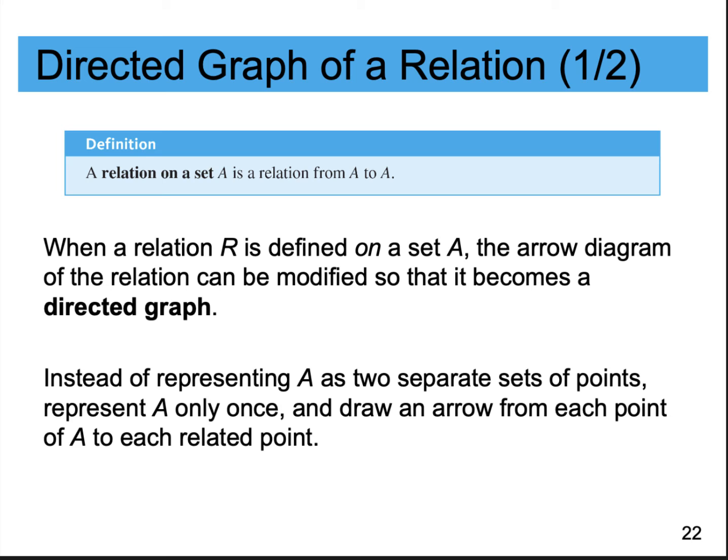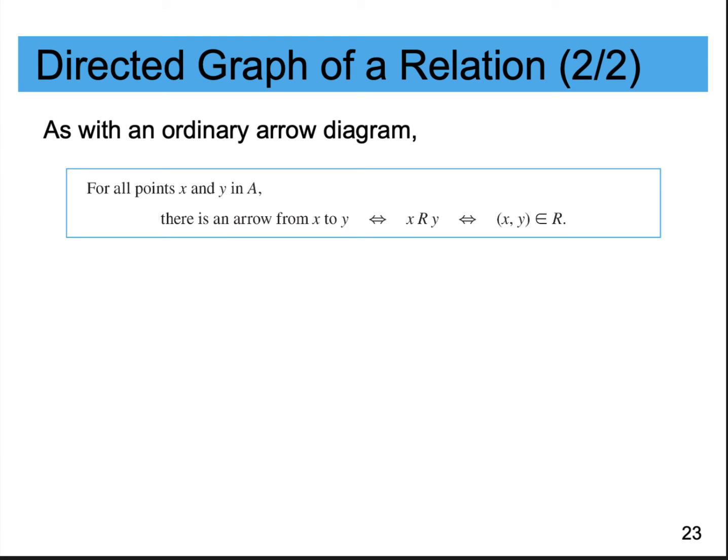When a relation R is defined on a set A, the arrow diagram of the relation can be modified so that it becomes a directed graph. That's what a directed graph is. Instead of representing A as two separate sets of points, represent A only once and draw an arrow from each point of A to each related point. As with an ordinary arrow diagram, for all points x and y in A, there is an arrow from x to y if the ordered pair x, y is in R.